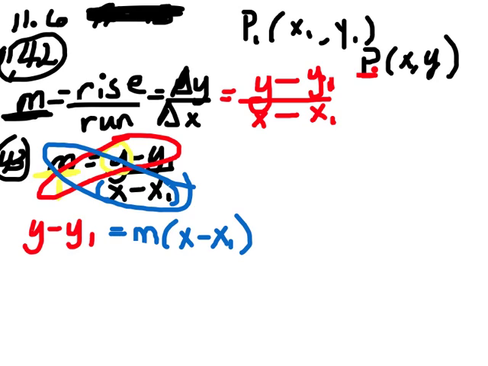Okay, this right here is very important. It's what they're talking about in green up there for the title for this section. This is the point-slope formula. You learn it in Algebra 1.